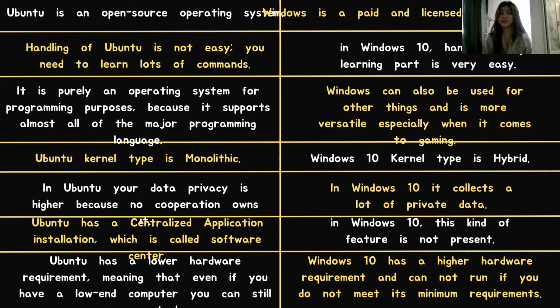Ubuntu has a lower hardware requirement, meaning that even if you have a low-end computer, you can still run your things. Meanwhile, Windows 10 has a higher hardware requirement and cannot run if you do not meet its minimum requirements.